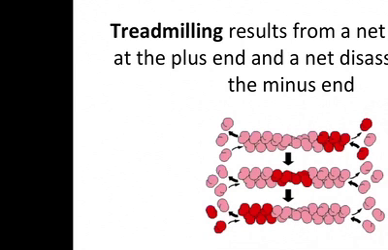And so what this basically looks like is you're adding at one end and leaving at the other end, and it makes it look like the whole thing is moving. I want you to keep this in mind as we start talking about actin polymerization and cell movement. It's going to become more apparent.